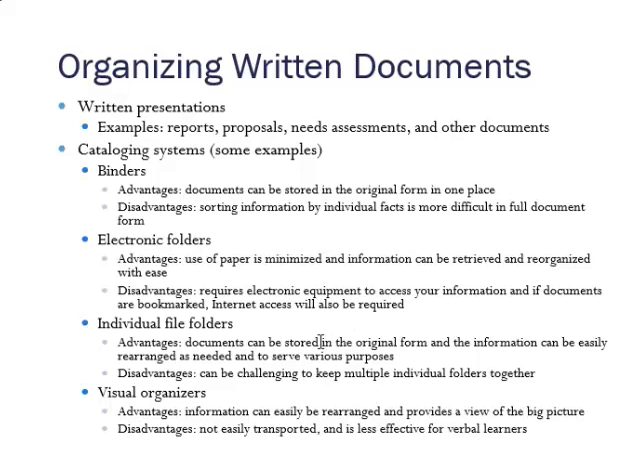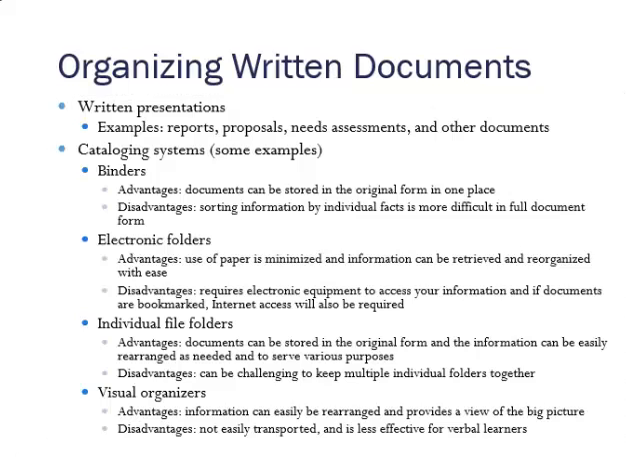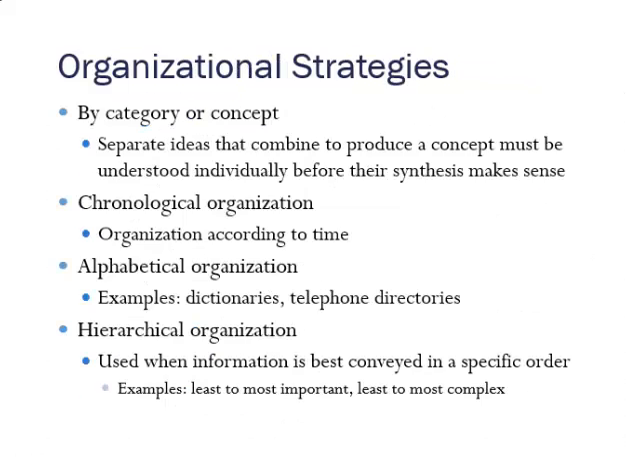You can use individual file folders. Again, you can keep things. You can have a separate file for each piece of information. Personally, I think that's a pretty silly way to organize things. You're going to have a lot of different pieces of information that are going to have to be organized. So I would recommend personally using the electronic folders. You can also use visual organizers. Maybe something like a whiteboard in your office where you put a list of whatever information you're using to the right and to the left.